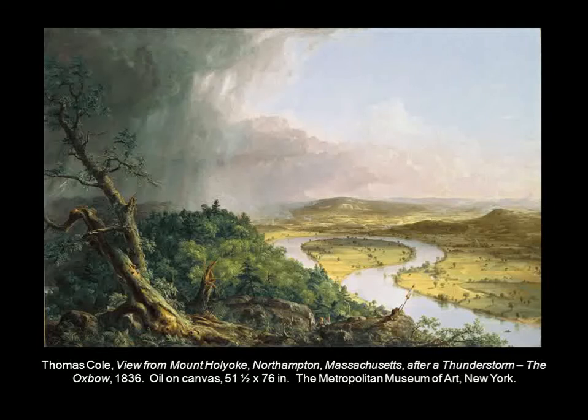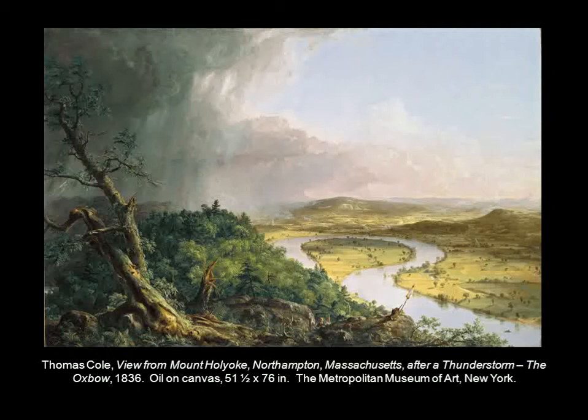One striking example of this is this painting by Thomas Cole. And Thomas Cole is a member of what we call the Hudson River School. So it's a group of painters who are painting in New England, very often these big landscape images. And so this is Cole's, usually we call it the Oxbow, but your book has given you the much longer title. Oh, it's actually not in your textbook. Sorry. The View from Mount Holyoke, Northampton, Massachusetts, after a Thunderstorm, the Oxbow.